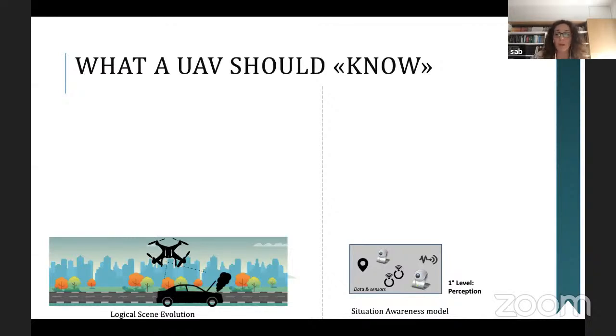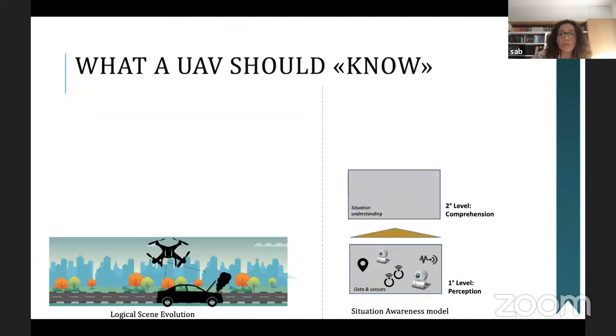That, as I said before, is collecting all the data from the scene. So in this case, for instance, the UAV can collect the image from a camera. If it has a smoke sensor embedded, it can collect some information about the smoke, or information about the GPS position of this vehicle. So all this information is collected. All this information composes the first level of our situation awareness model.